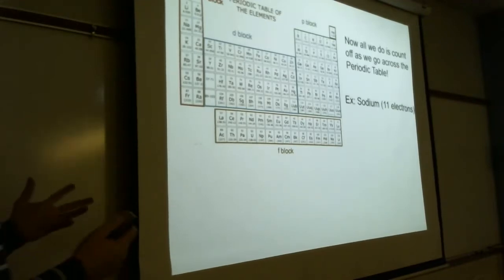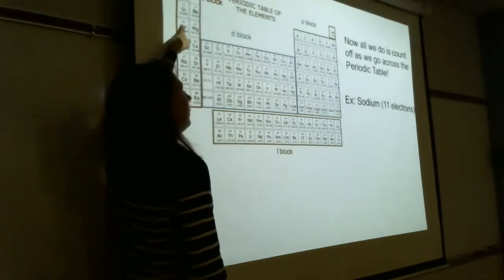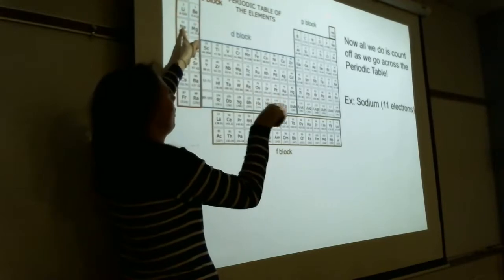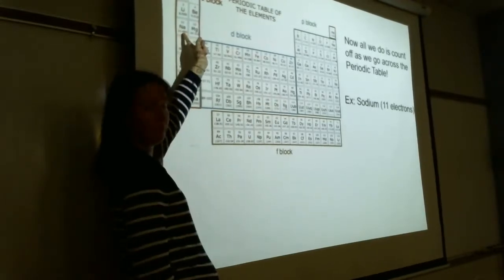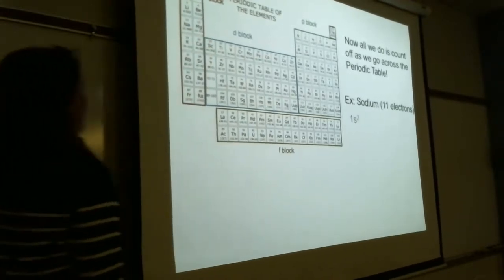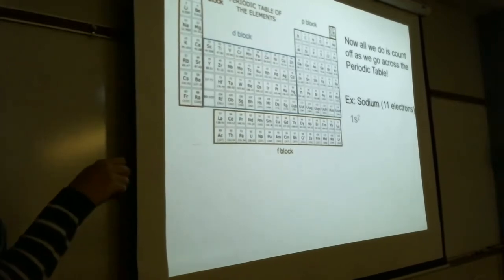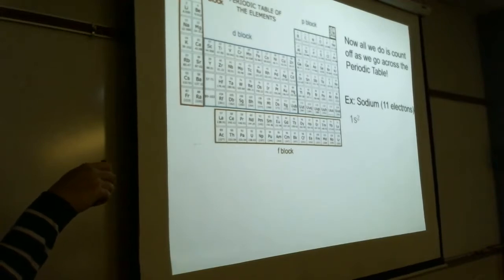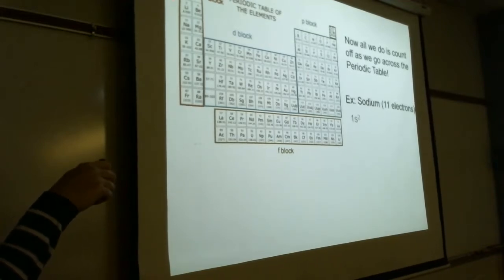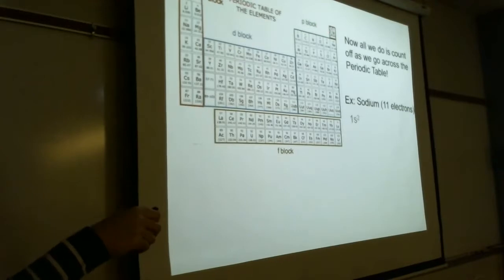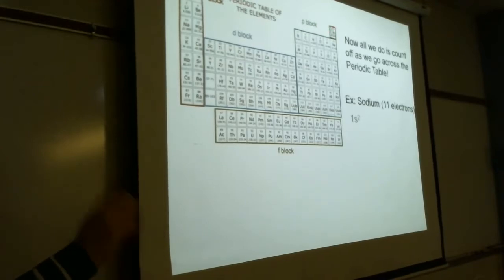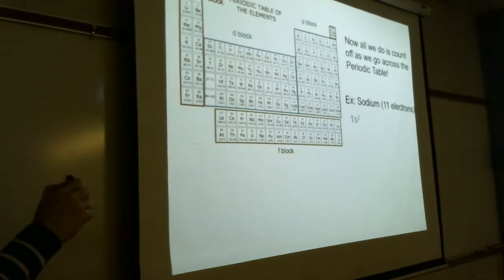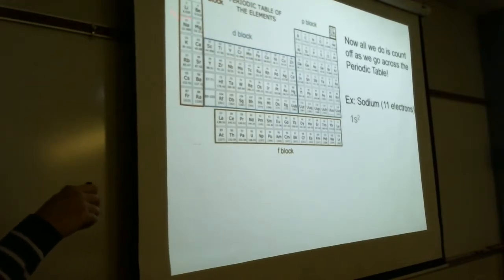So let's do sodium. Sodium's right here. So we're going to start at hydrogen, and we're just going to keep going until we get to sodium. Okay, so here we go. Starting here, we're in period 1, 1s1, 1s2, right? So that gets us to helium, but we've got to go all the way to sodium. So now we got to go on. Now we're in period 2, so the value of n is 2.